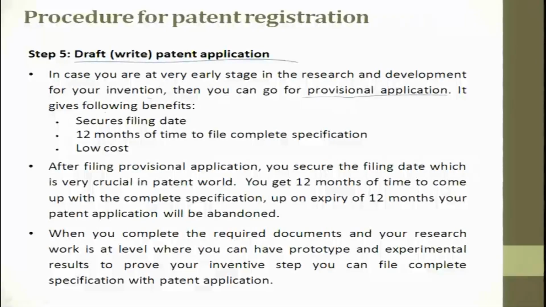It gives the following benefits: secured filing date, 12 months of time for filing the complete specification, and it is low cost. After filing a provisional application, you secure the filing date, which is very crucial in the patenting world. You get 12 months time, that is what I said, 1 year, to come up with a complete specification. Upon expiry of this 12 months, your patent application will be abandoned. So, we are trying to talk about provisional application. When you complete the required document and your research work is at a level where you can have prototypes and experimental results to prove your inventive step, you can file a complete specification patent.